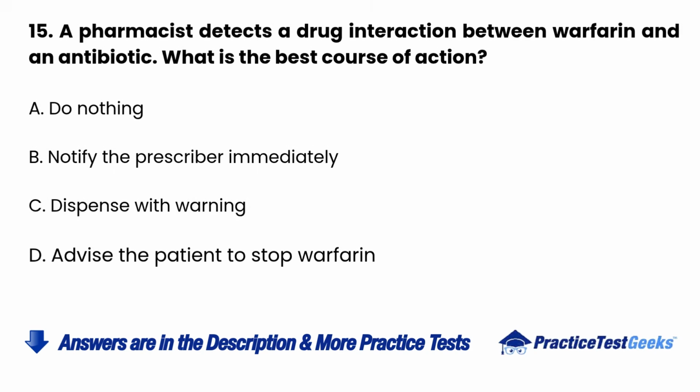15. A pharmacist detects a drug interaction between warfarin and an antibiotic. What is the best course of action? A. Do nothing. B. Notify the prescriber immediately. C. Dispense with warning. D. Advise the patient to stop warfarin.